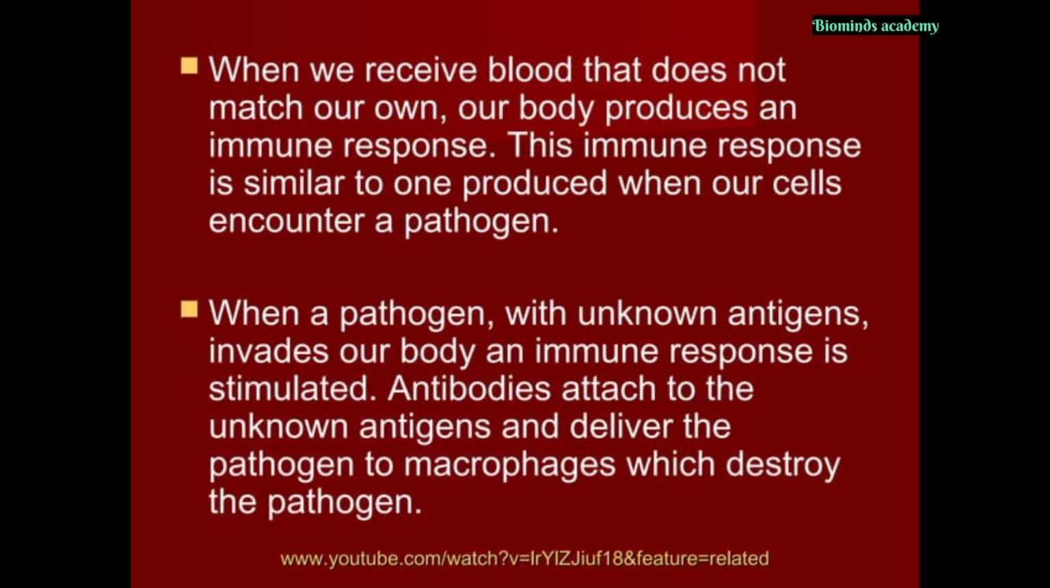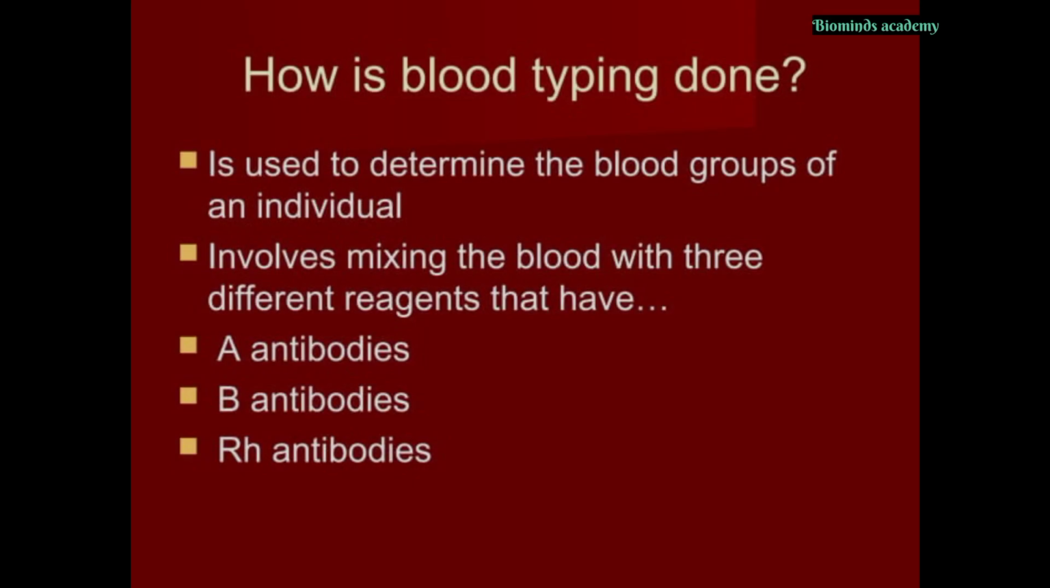When we receive blood that doesn't match our own, our body produces an immune response. This immune response is similar to the one produced when our cells encounter a pathogen. When a pathogen with unknown antigens invades our body, an immune response is stimulated, and the antibodies attach to the unknown antigens and deliver the pathogen to the macrophages, which destroy the pathogen.